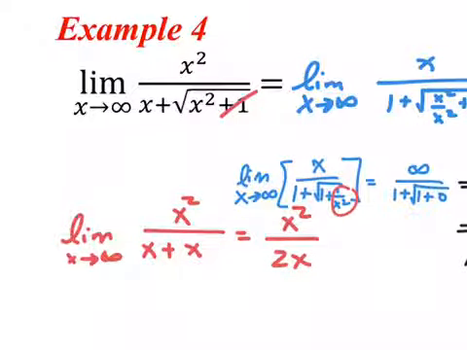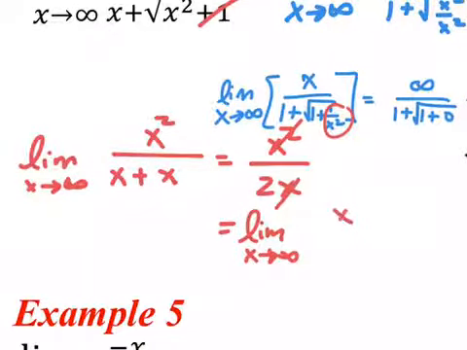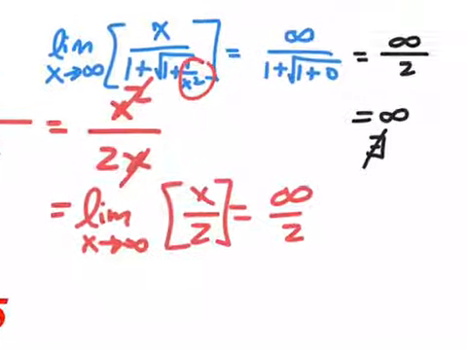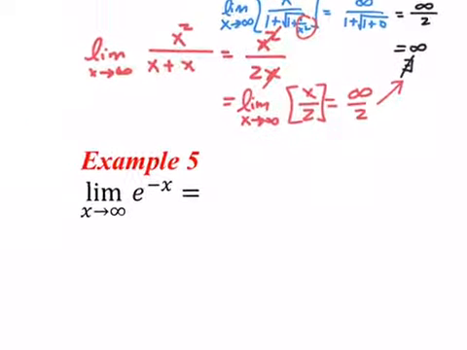So if I were to do some reducing, this would just really be the limit as x goes to infinity of, it looks like, x over 2. And as x goes to infinity, I get infinity over 2, which, as we saw earlier, does not exist. Okay, so what that's telling us is that there is no horizontal asymptote. This function is going off to infinity.